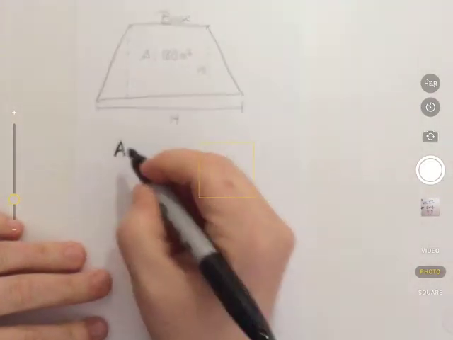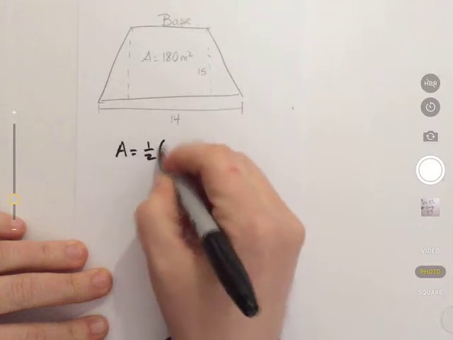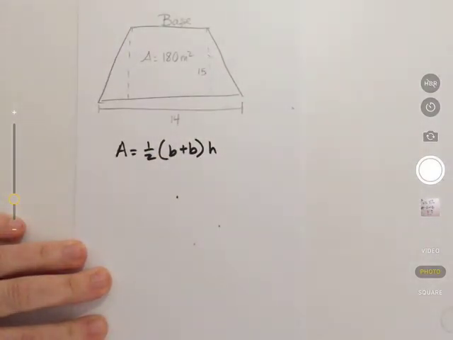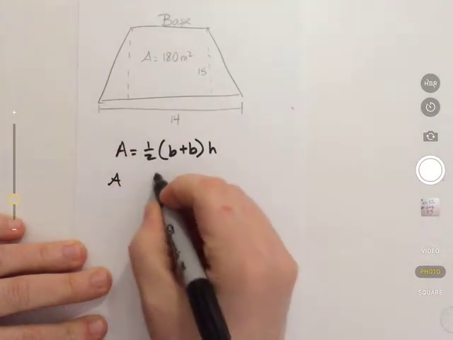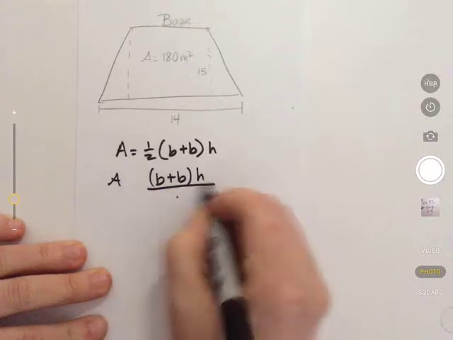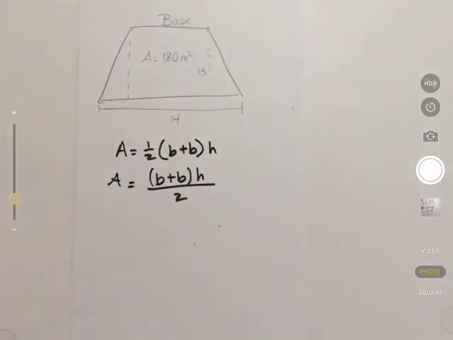So area is 1/2 the base plus the base times the height. And if it's okay with you, I'm going to again write this just like we did with the triangle, like this. So that will help us get our first step as to how we're going to do this.